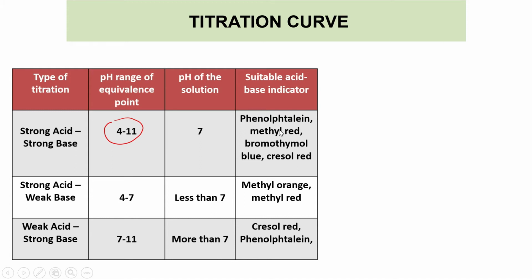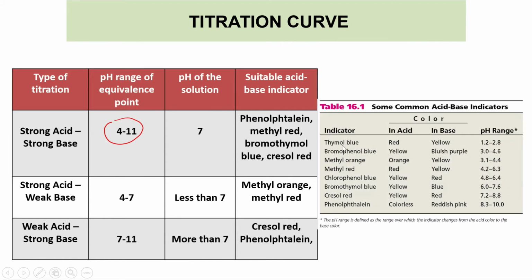So how do we choose the suitable indicator for each titration curve? You can refer to this list of some common acid-base indicators. For example, phenolphthalein. The pH range of phenolphthalein is between 8.3 to 10. Does it lie within the pH range of the equivalence point? Yes, because the pH range of the indicator is 8.3 to 10, so it is still within the range.